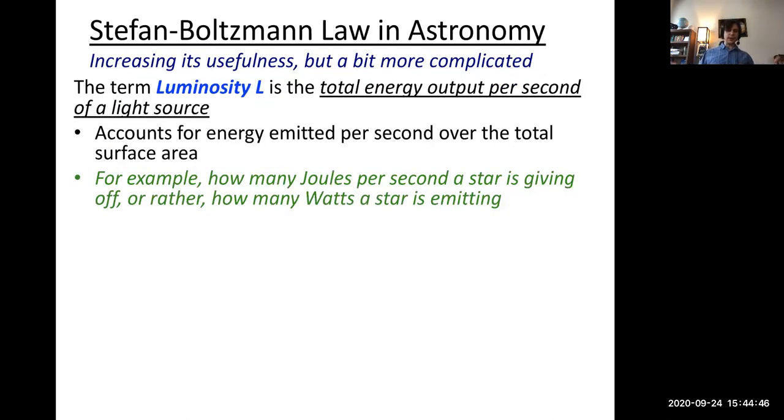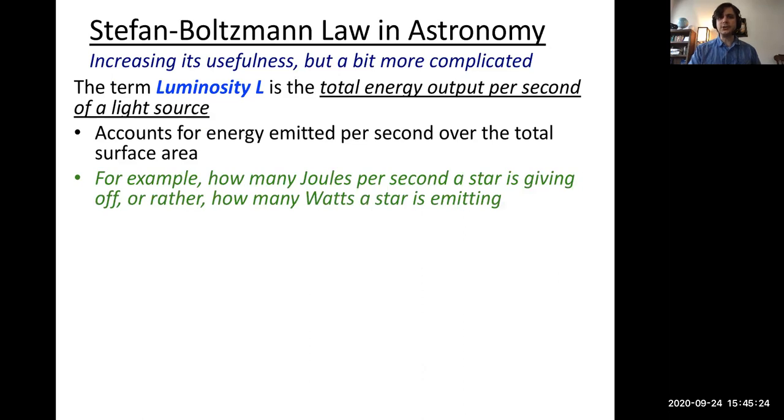And let's go ahead and put this all together in what I call the astronomer's version of the Stefan Boltzmann law. And I know, another new term. The term luminosity, which we usually just designate by the letter L, is just the total energy output per second of a light source. So for the sun, the total energy output of the sun is some number of watts. That is the luminosity of the sun. The luminosity of a 100-watt light bulb is 100 watts.